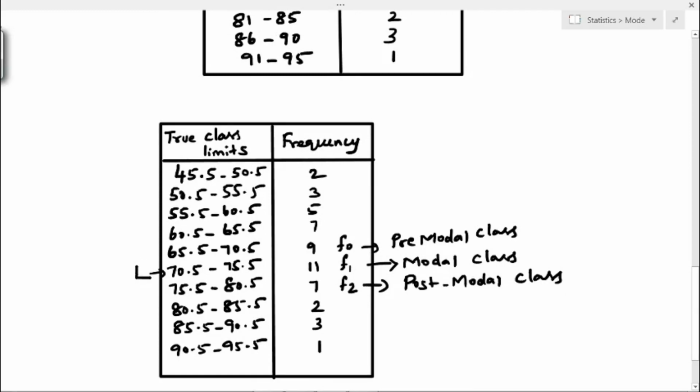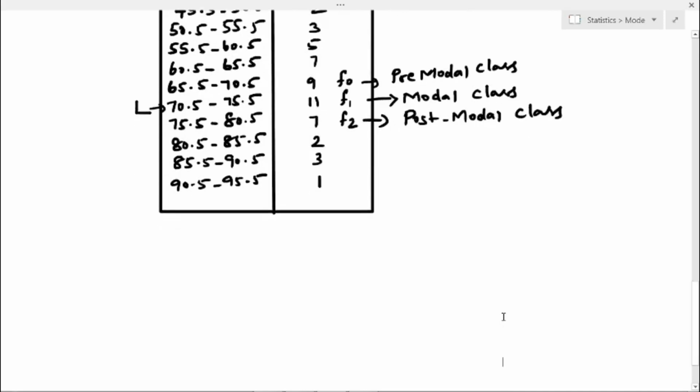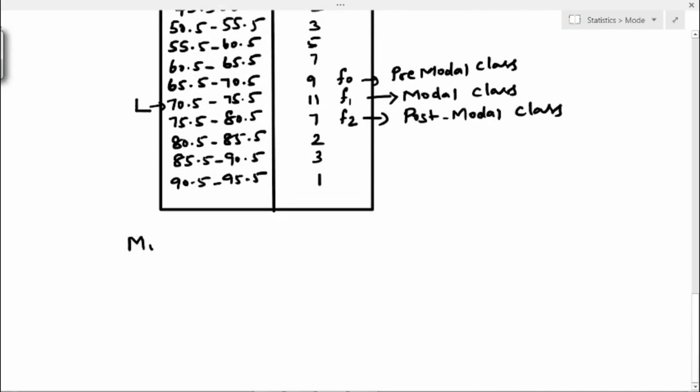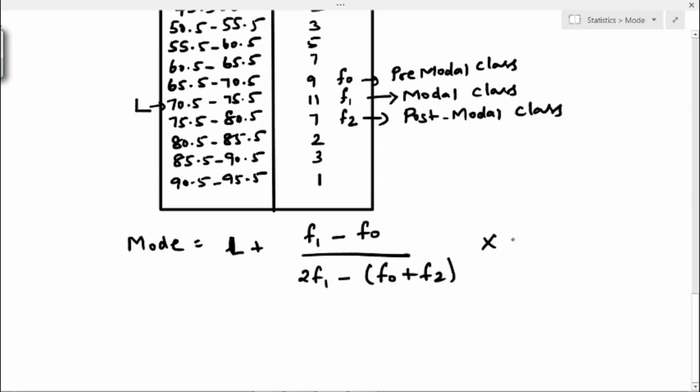Now we have to find C. What is C? C is 5, because 45.5 to 50.5, 50.5 to 55.5, and so on, so the class interval is 5. Now substitute all the values in the mode formula. The formula is mode equals L plus (F1 minus F0) divided by (2F1 minus (F0 plus F2)), into C. Now substitute all the values and find the mode value.